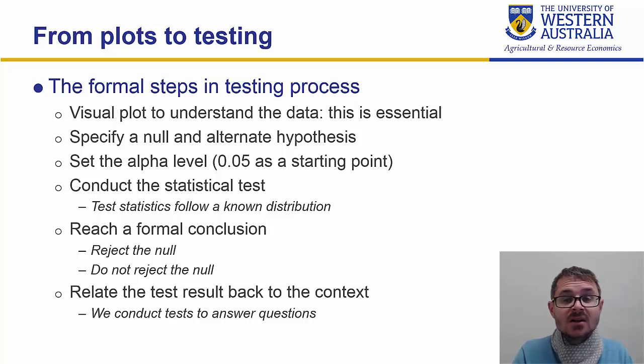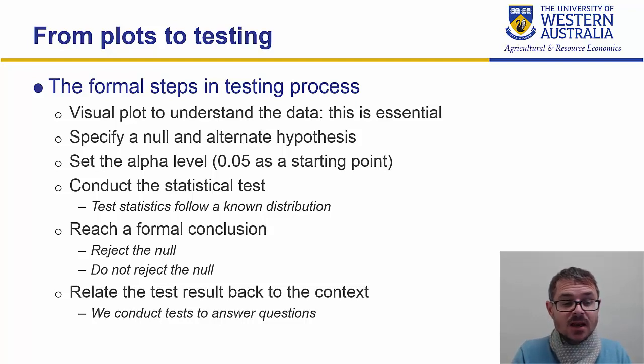When we set a null and an alternate, we have to set something which is called the certainty level for our decision making. We're going to go over this a few times. At the moment, I just want to say we're going to use alpha, which is how we define our certainty level, of 0.05 or 5%. I'll explain in some subsequent lectures really what that means. For the moment, we just need to know that this is a step.